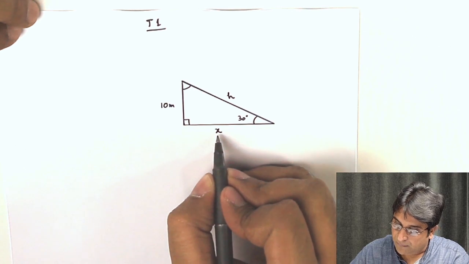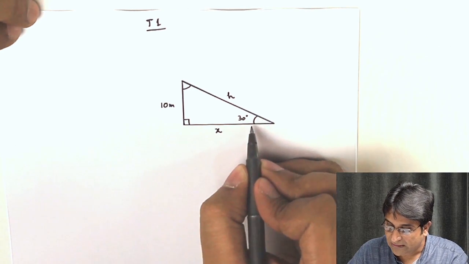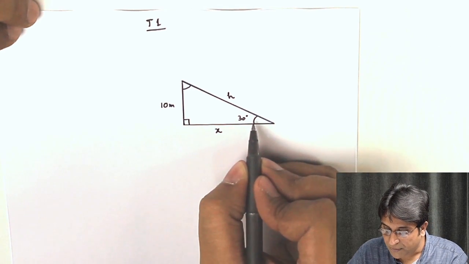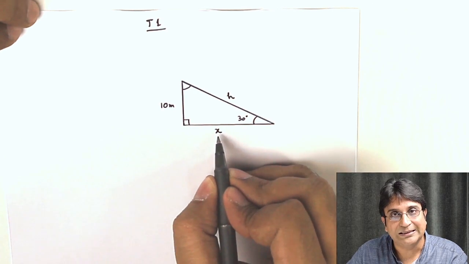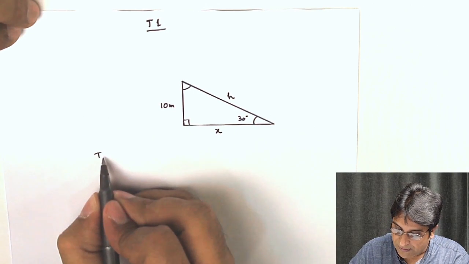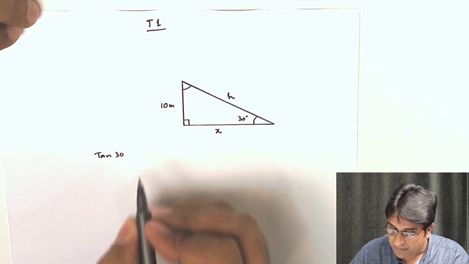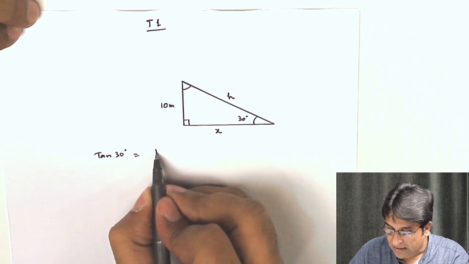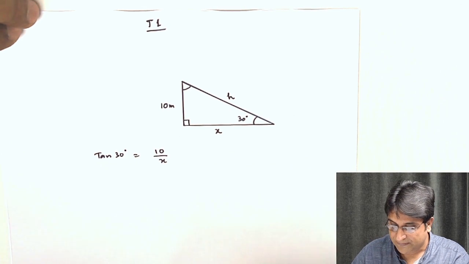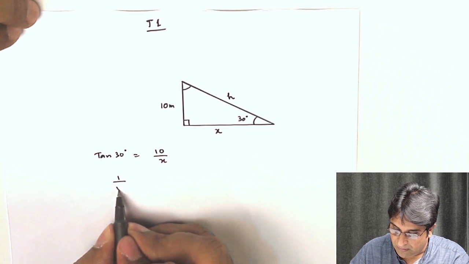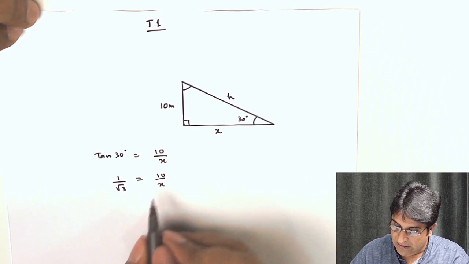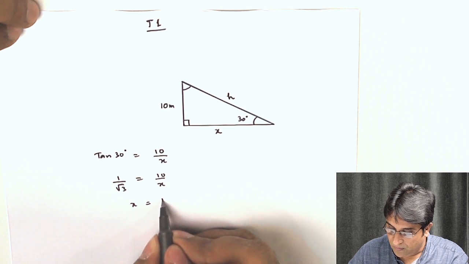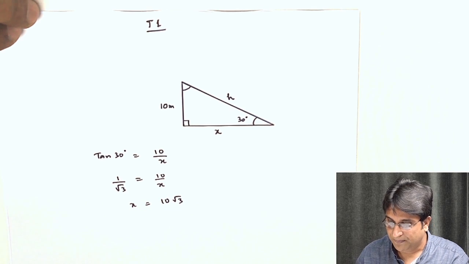So how do we find this? Well, let's first try to find x. This is 30. So opposite of 30 is 10 and adjacent to 30 is x. So we can use tan 30, right? Because tan is opposite by adjacent. So tan 30 is 10 by x. Now what is tan 30? 1 by root 3. That is 10 by x. Now rearrange, you'll get x is equal to 10 root 3.